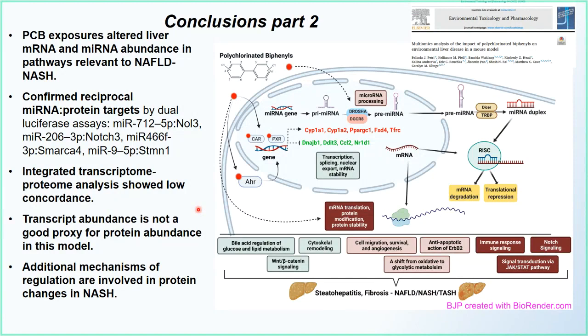And our conclusions from this study are that PCB exposures alter liver microRNA and mRNA abundance in pathways that are relevant to NAFLD and NASH. We confirmed the reciprocal microRNA protein targets by this dual luciferase assay that I just showed you. And what we also showed was that integrated transcriptome proteome analysis showed low concordance. So the number of transcript changes and protein changes is discordant. So transcript abundance is not a good proxy for protein abundance in this model. So there must be additional mechanisms involved in the regulation of protein changes that are seen in the progression from NAFLD to NASH.